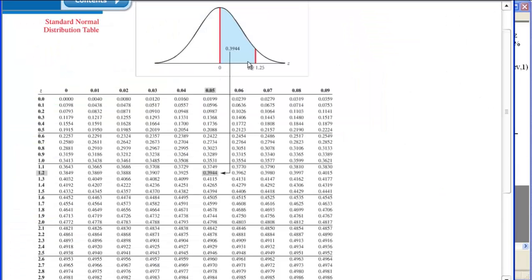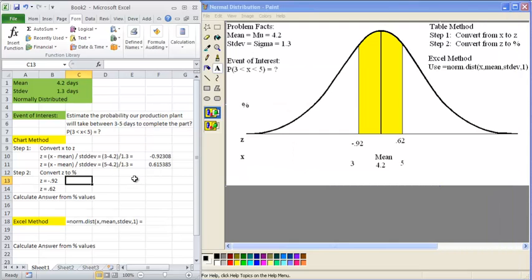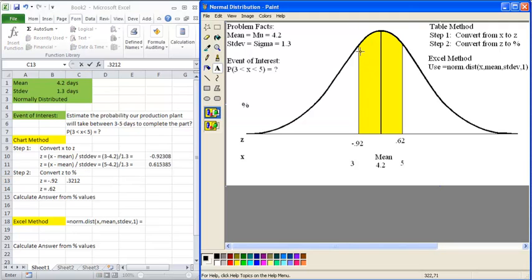When we look this up, we're going between 0 and a value. Notice there are no negatives on here, but a 0.92 z-score is going to be the same thing as a negative 0.92 z-score. Since our chart goes between 0 and the value, and we have a z-value of 0.92, we're going to look at a z-value of 0.9, use our 0.02 at the top, so 0.92 gets us 0.3212. So our probability of being between 0 and negative 0.92 standard deviations is 0.3212.